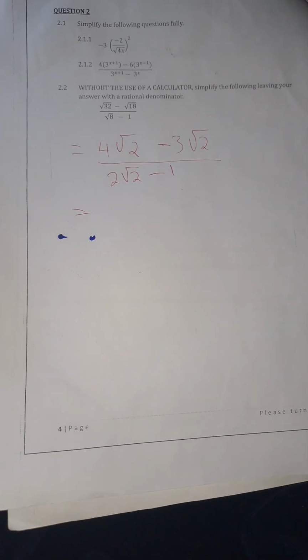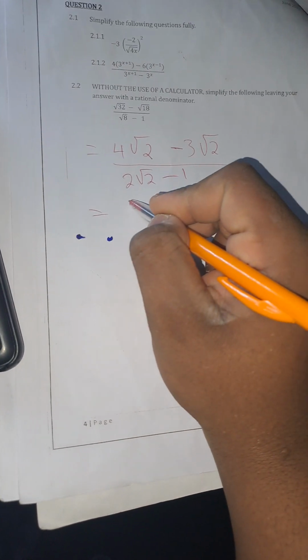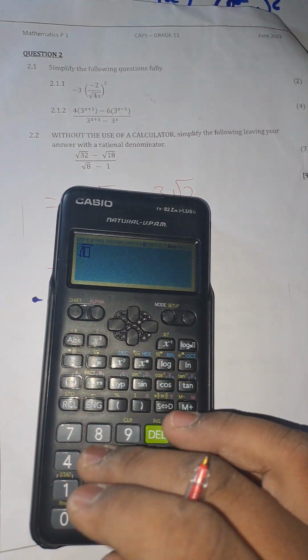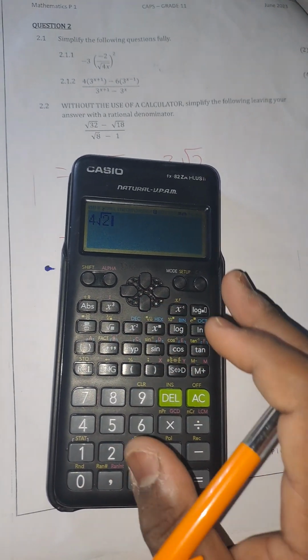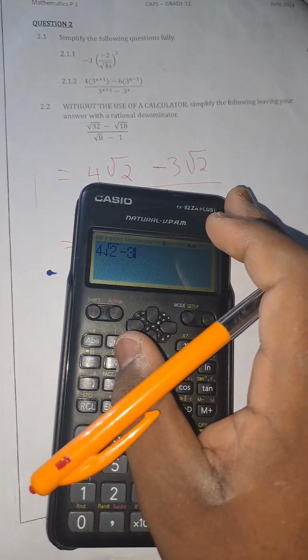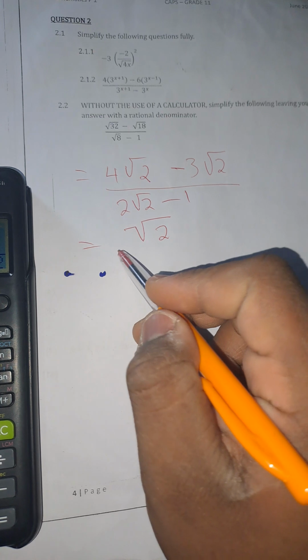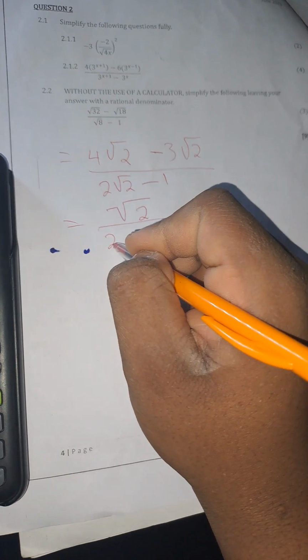Right? So now what you can simply do is say root 2 and write it as it is. The reason why I was saying root 2, take out your calculator. Say 4 root 2 minus 3 root 2. You get root 2 over what now? You're going to write that thing again, so it will be 2 root 2 minus 1. You get your first mark.